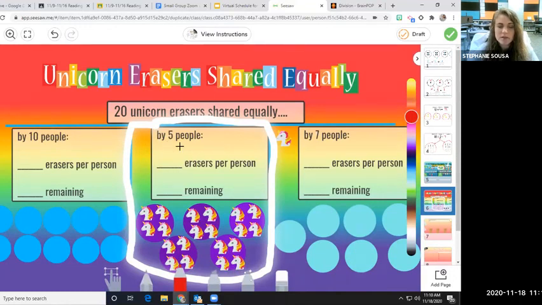So how many erasers did each person get? 1, 2, 3, 4. Each person got 4 erasers. How many erasers are left over here? None. There are 0 remaining. You will complete these 2 today during independent work time. Questions on that?